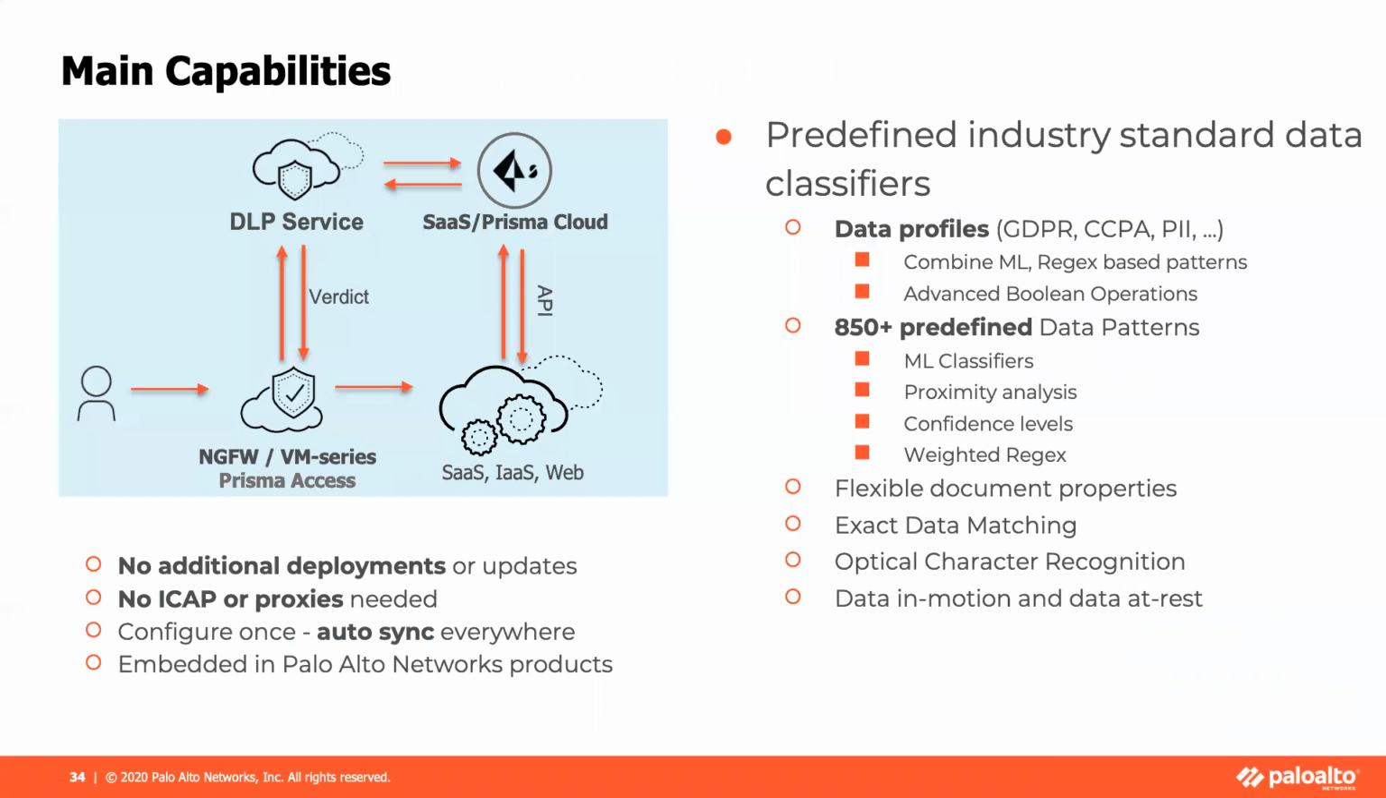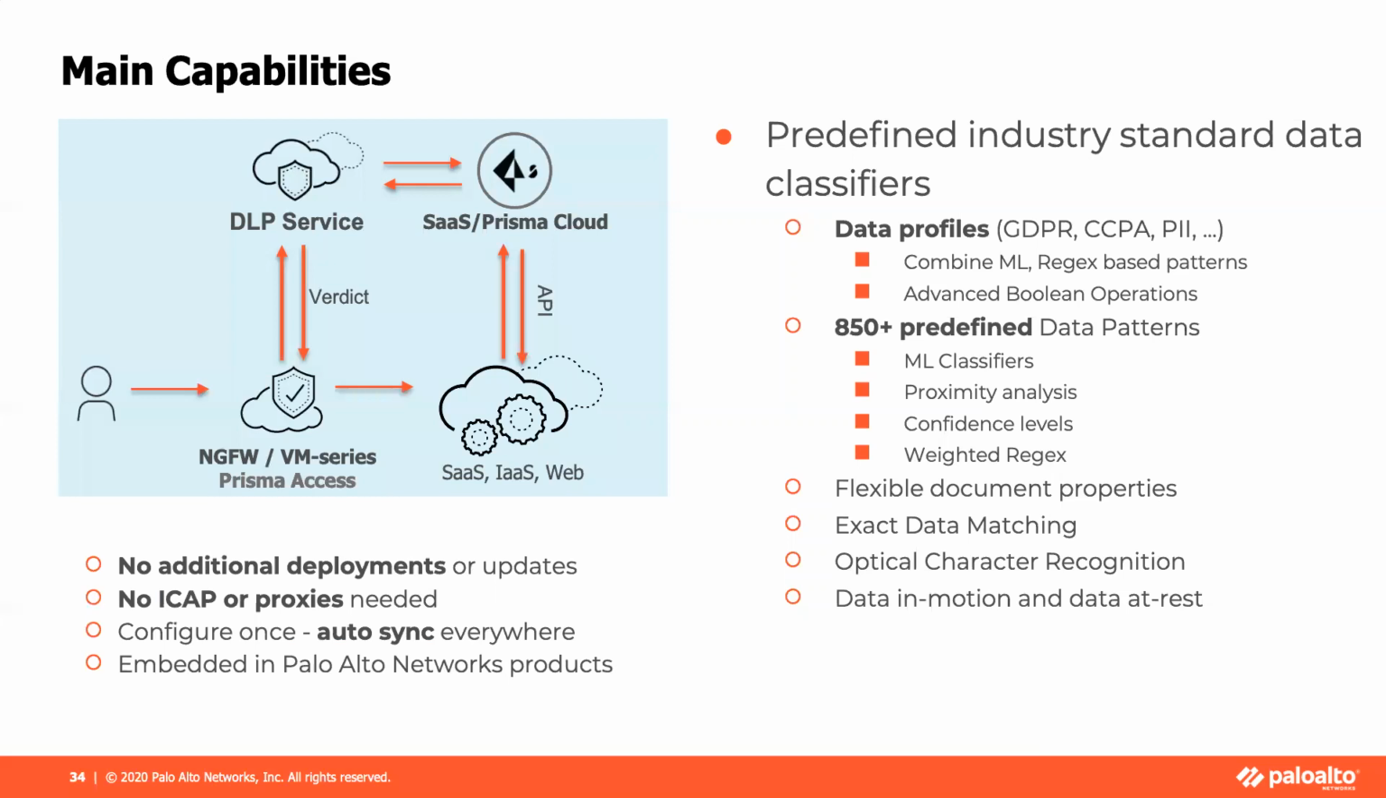There's nothing else you have to deploy. There's nothing else you have to set up. There are no additional policy rules or anything like that. You don't need any proxy or ICAP devices or anything like that. You configure it a single time on the devices, Prisma Access, your next generation firewalls, up in Prisma SaaS or whatever. You implement it, you set it.